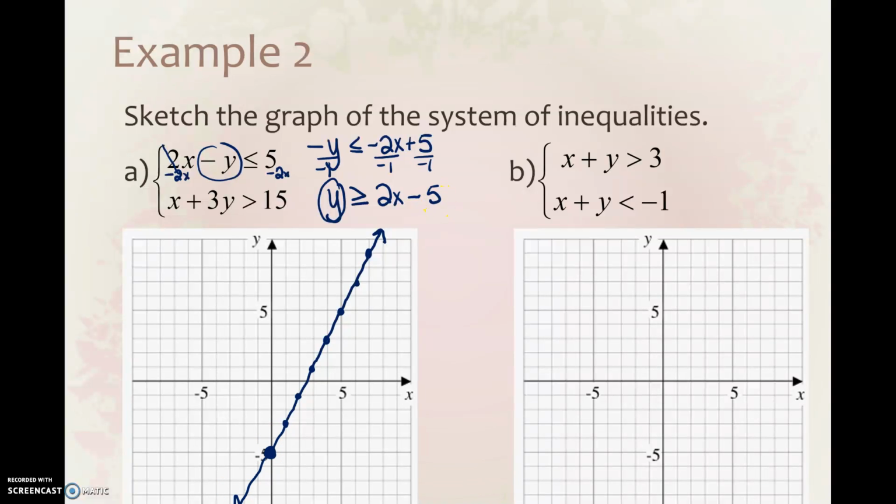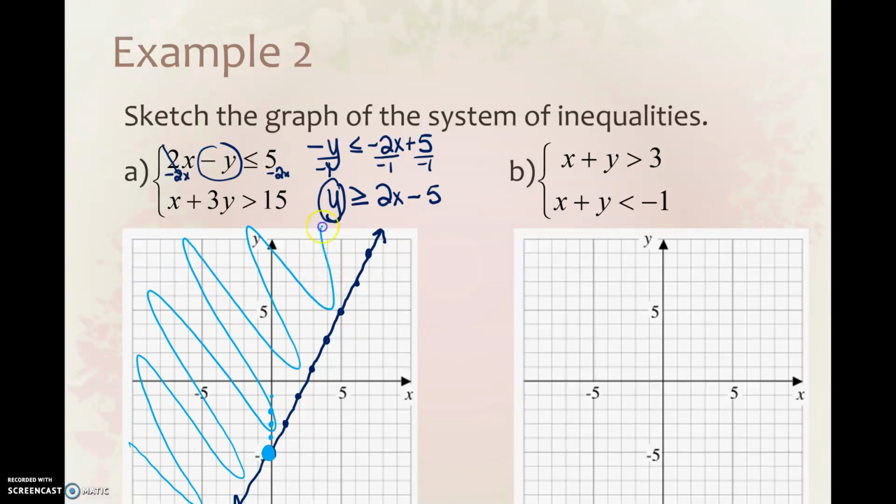So I always focus on my y-intercept. My y-intercept is negative 5. Where on the graph do I have y values bigger than negative 5? Negative 4, negative 3, negative 2. So I would like to shade on this side of the graph.